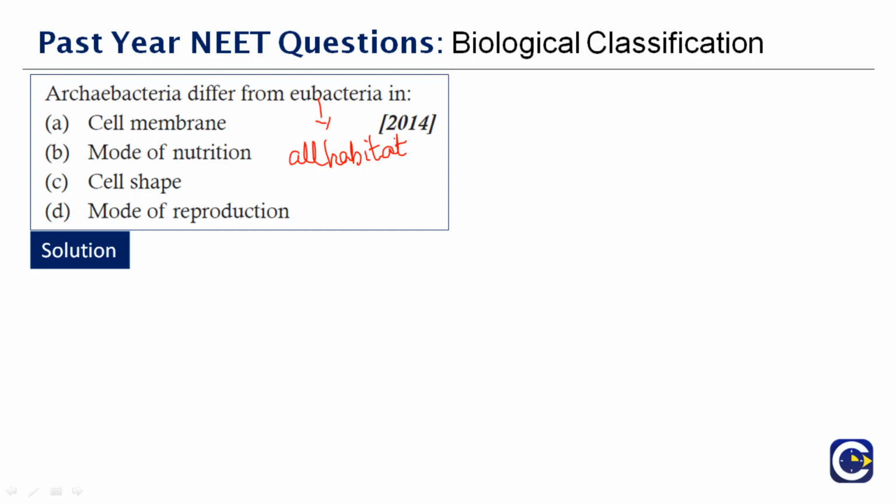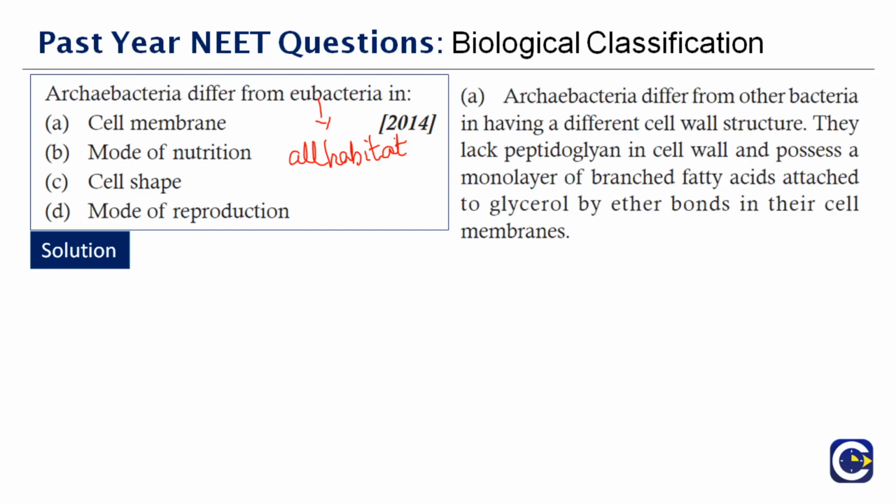So obviously it is understood that archaebacteria has a cell wall, that is cell membrane or cell wall, which is very rigid and it can even survive in that particular condition. Therefore, the correct answer to this question is option A, cell membrane. Archaebacteria differ from other bacteria in having different cell wall structure. They lack peptidoglycan in the cell wall and possess a monolayer of branched fatty acids which are attached to the glycerol.